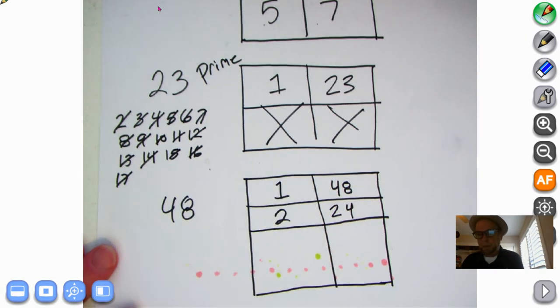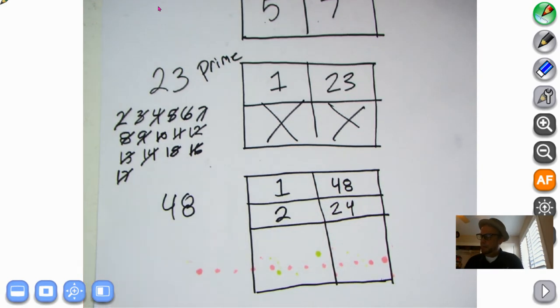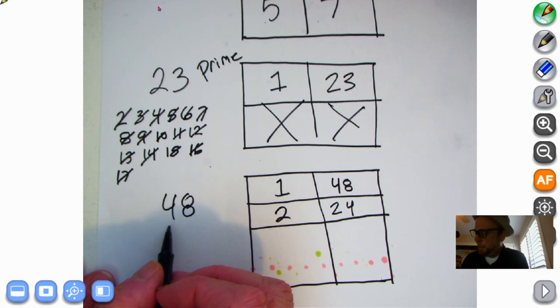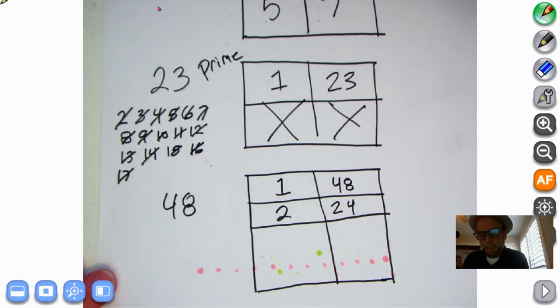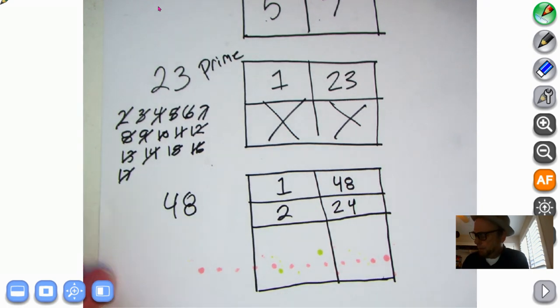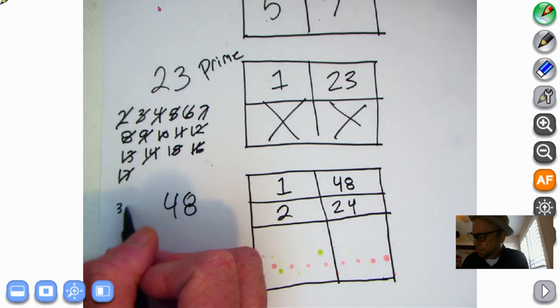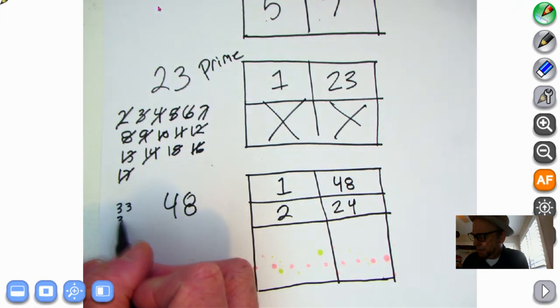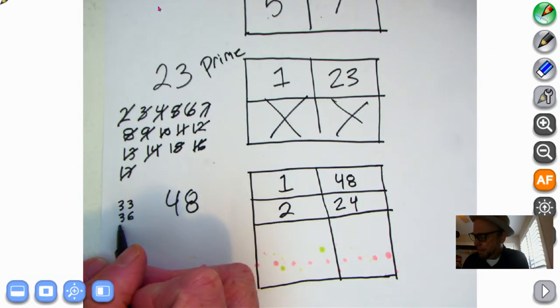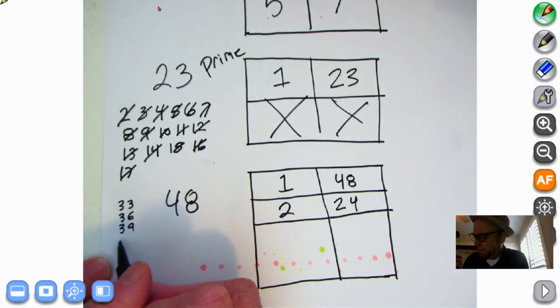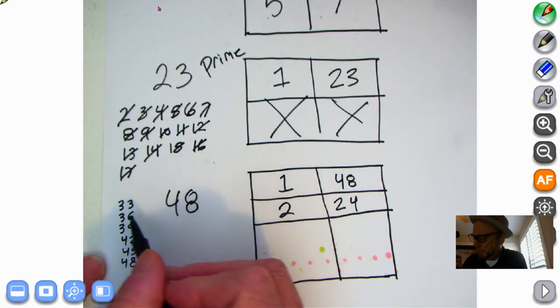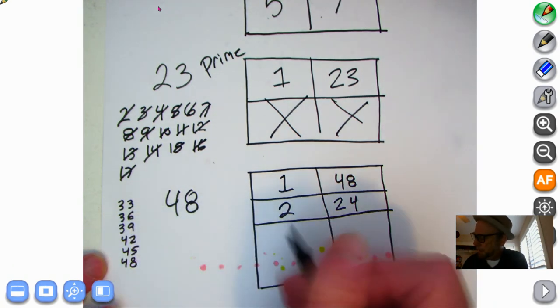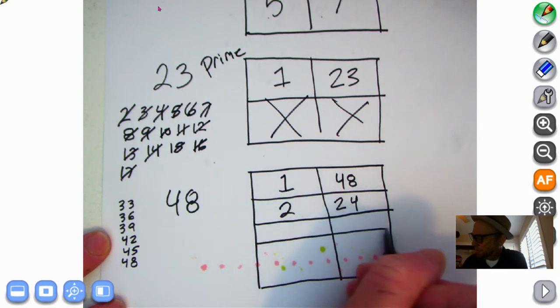48. What about 3? Well, think about 3. Could we get here? 3 times 10 is 30, right? So then we can go 33 would be 3 times 11. 36, 39, 42, 45, and 48. So 3 times 11, 12, 13, 14, 15, 16. 3 times 16 is 48.